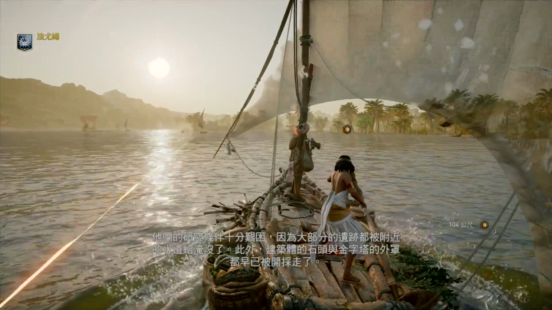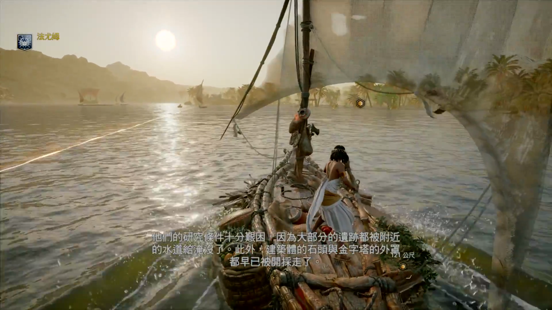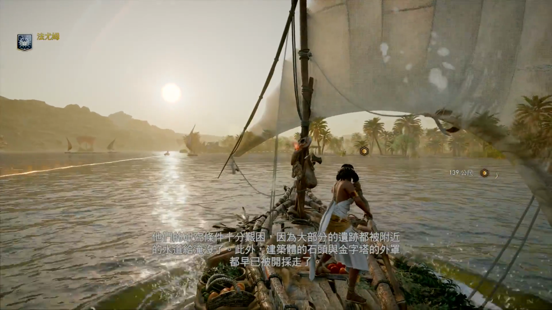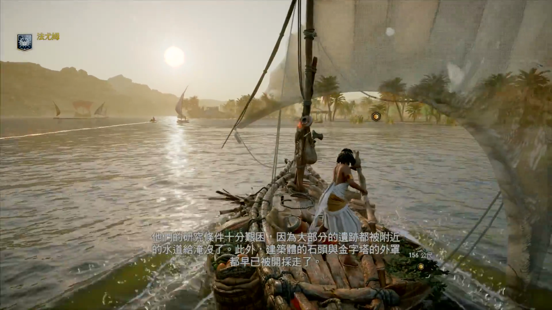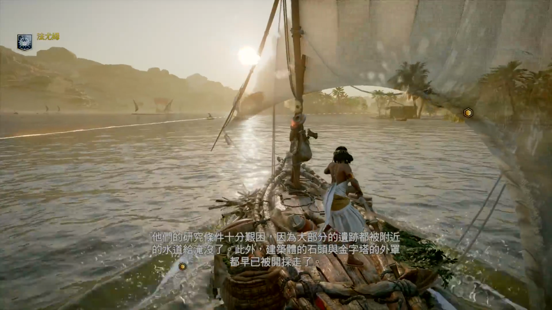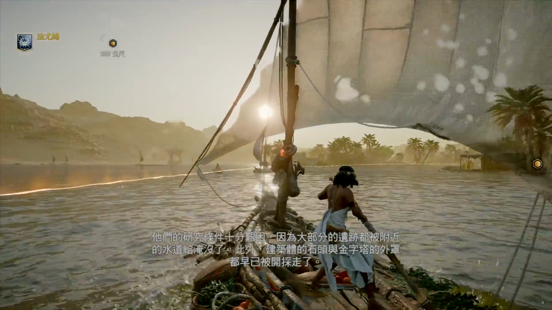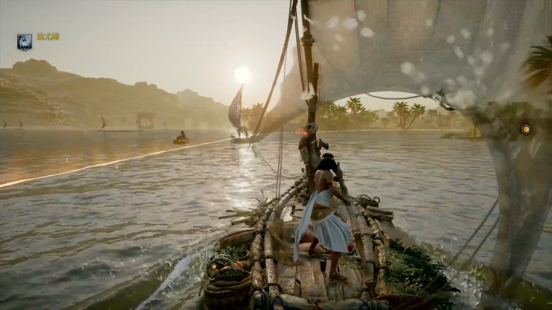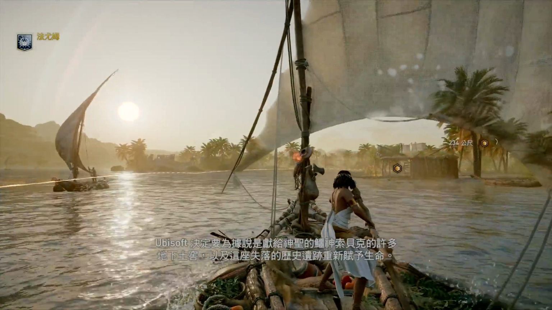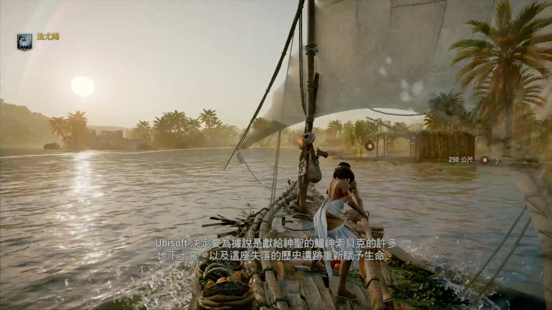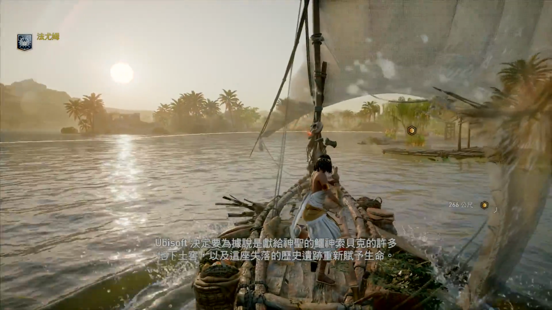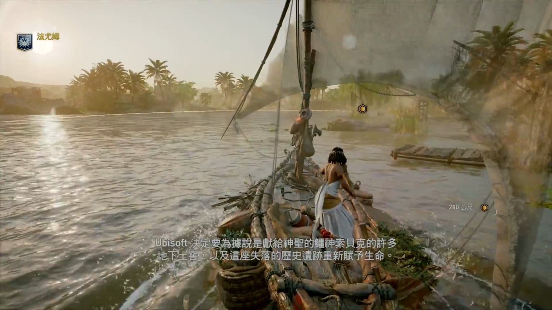Their research conditions were difficult, as most of the site had been submerged by the nearby canal. Furthermore, the stones from the complex and the outer casing of the pyramid had been quarried away long ago. Ubisoft decided to give life back to this lost monument and the many crypts that were said to be devoted to the sacred crocodile god, Sobek.